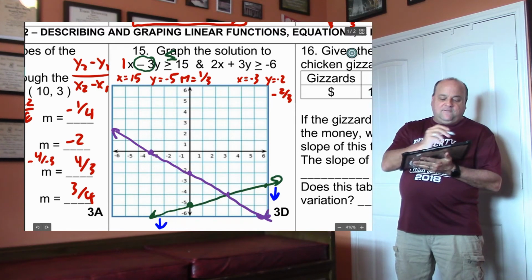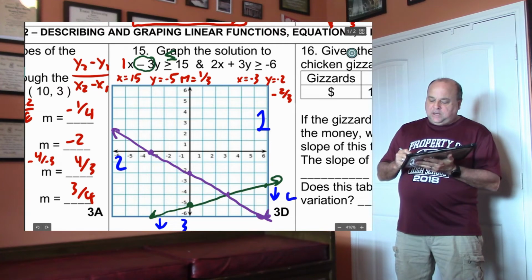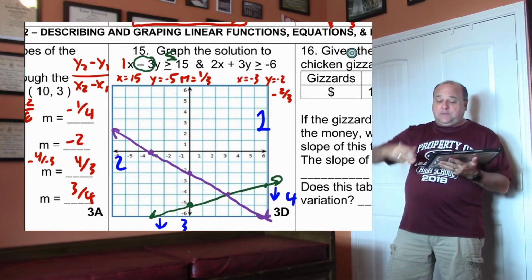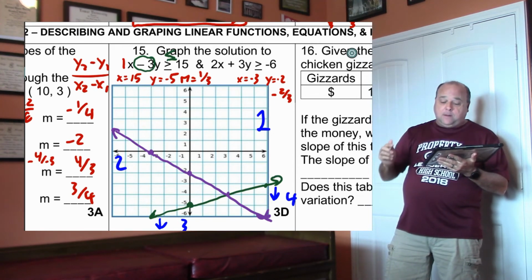Okay, and remember you have 4 pieces, right? Piece 1, piece 2, piece 3, piece 4. Since we're going down, it's got to be piece 3 or 4, right? Piece 1 and 2 are above the green line. So we're going to double shade one of the bottom pieces.